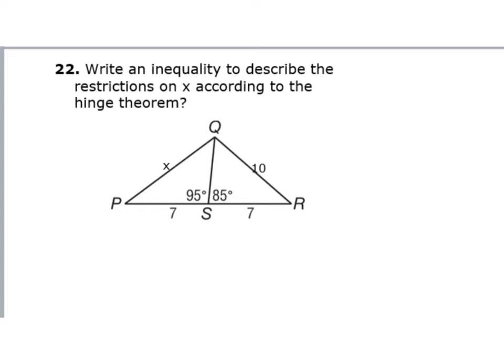So when I look at this problem, again, we can see that this 7 is the same length as the other side, and then they share this side. So I do have two angles that are included in between the two congruent sides that are not congruent. The 95 is bigger than the 85. So across from the bigger angle is going to be the bigger side. Across from the smaller angle is going to be the smaller side. So I can see that my x is bigger or greater than the 10.